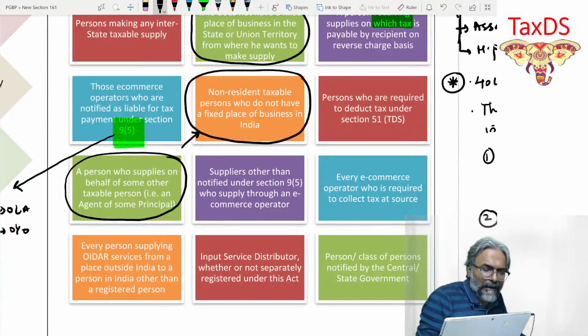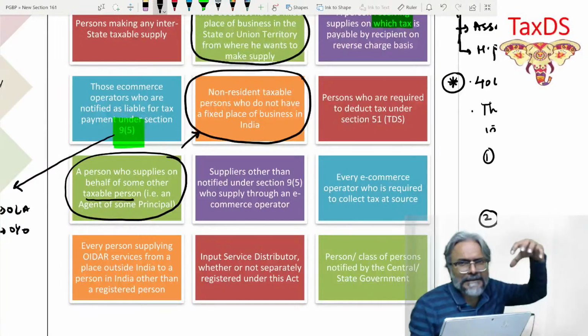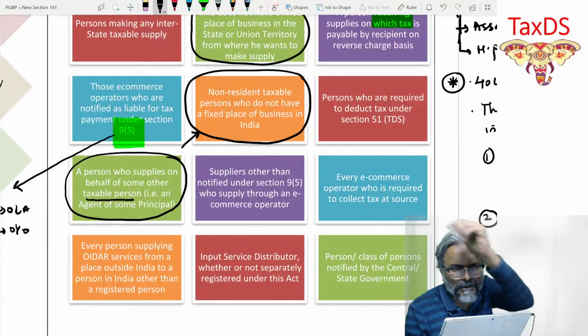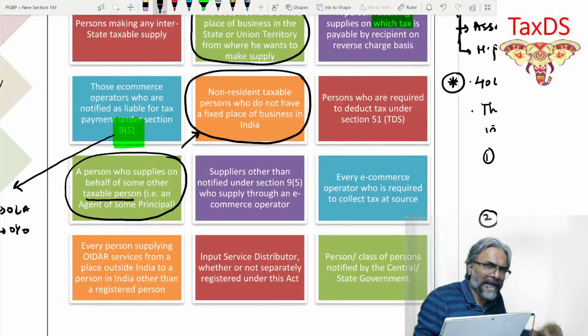If you see over here, a person who supplies on behalf of some other taxable person. Now, who is that person who is supplying on behalf of some other taxable person? Be careful. That is an agent of some principal, which means that this is the Schedule 1 Para 3 agent. Now, that Schedule 1 Para 3 agent does a further supply in his own name, which means that this Para 3 agent will be issuing the tax invoice in his own name to the recipient. That is what we have discussed.